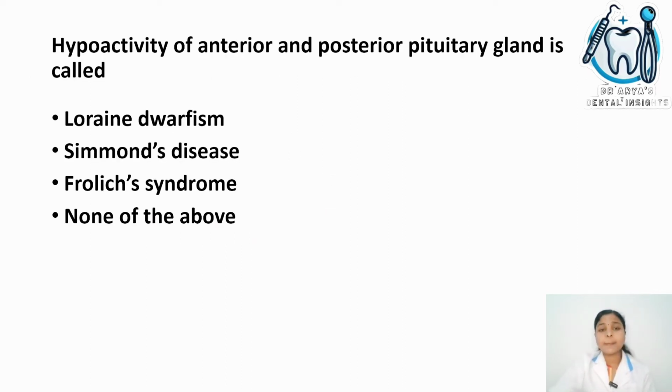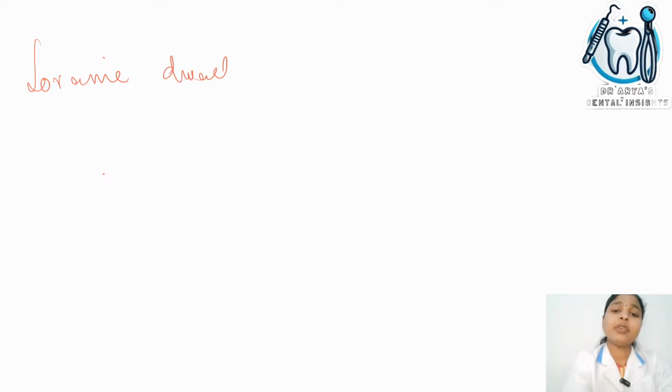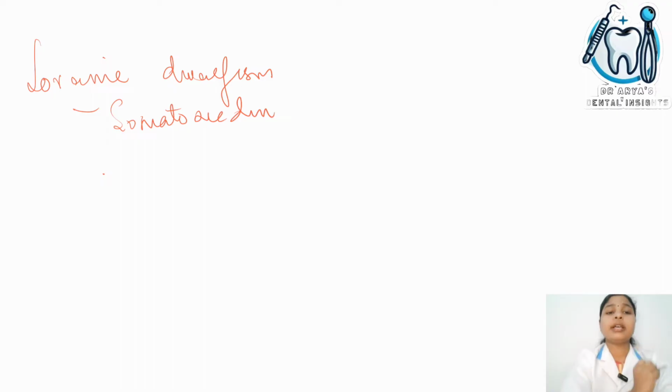So next question. Hyperactivity of anterior and posterior pituitary gland is called Lorraine dwarfism, Simon's disease, Froelich syndrome, none of the above. So what is Lorraine dwarfism? Lorraine dwarfism is due to deficiency of somatomedin, while pituitary dwarfism is due to the deficiency of growth hormone in children.